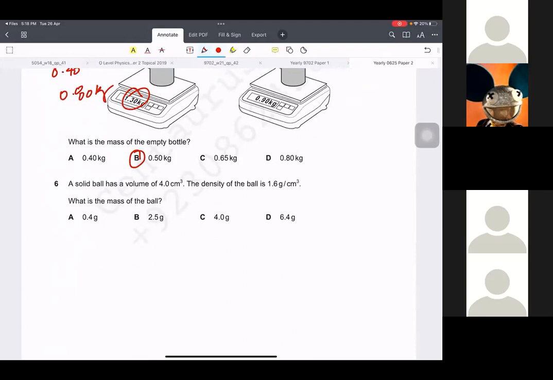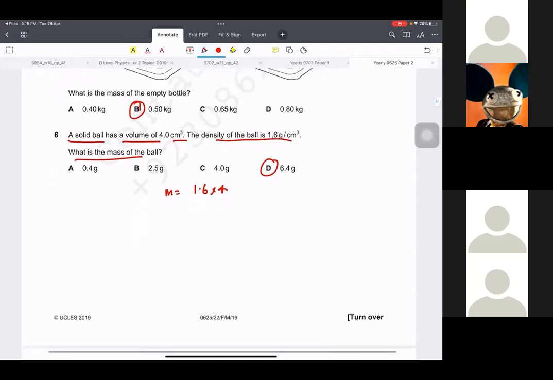Okay, so the next. A solid ball has a volume of this and density of this. What is the mass? Mass is density times volume. So what was the answer there? 4 into 1.6 could be 6.4, I think. All right.